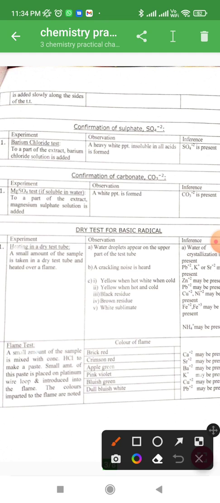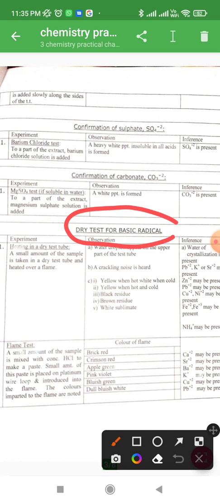To a part of the extract, magnesium sulfate solution is added. So here you have to write: no white precipitate is formed. Carbonate is absent. So that's all about the acid radical test. Then you will do the basic radical test.